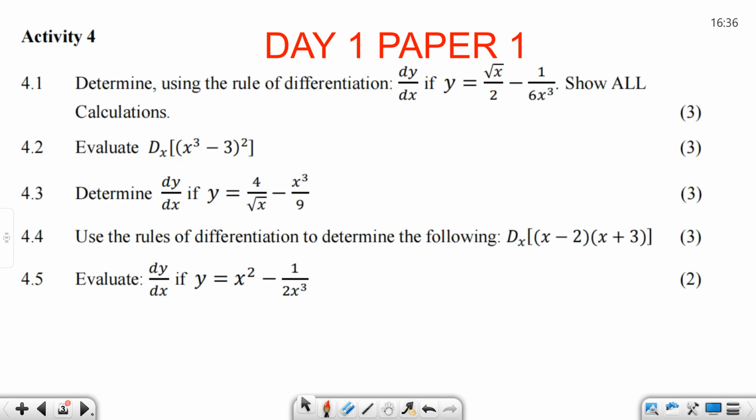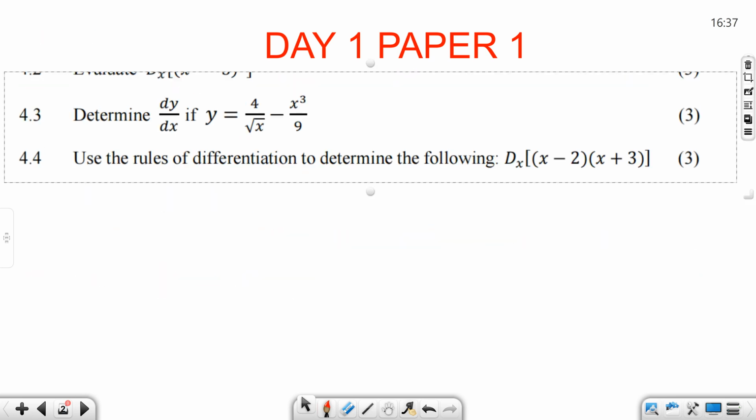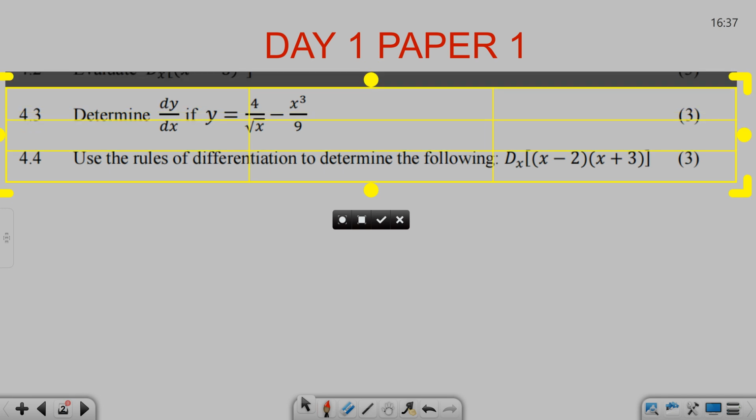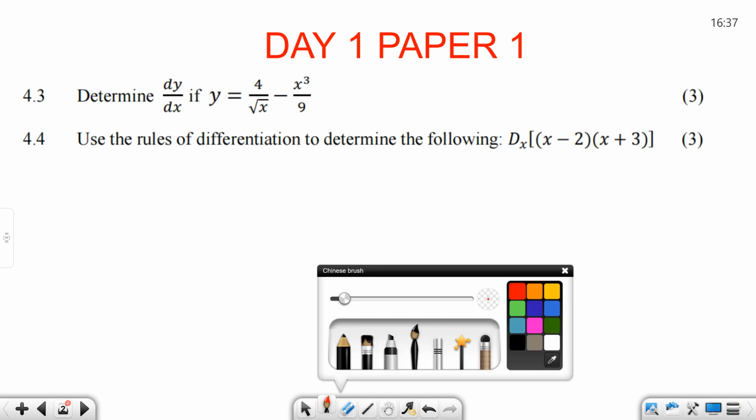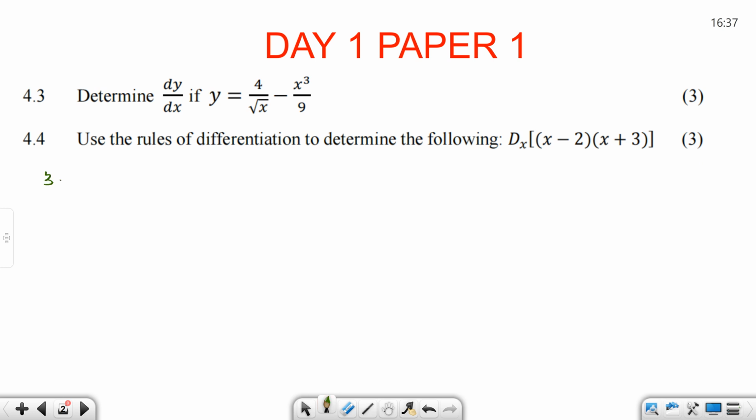I hope I have another copy. Yep. Okay, we have this next. Number 3. Remember we said we cannot derive until we simplify. There's a format we are expecting and we must get that. This is 4 over x to the power half, minus 1 over 9 x to the power 3.